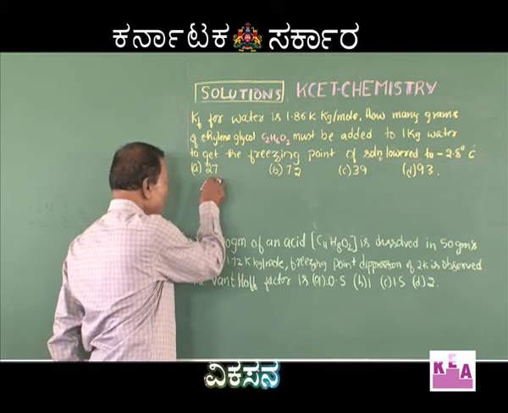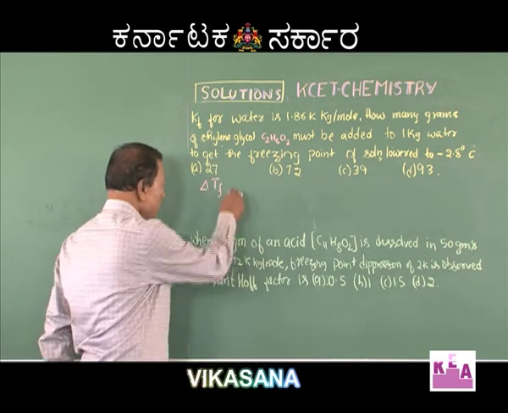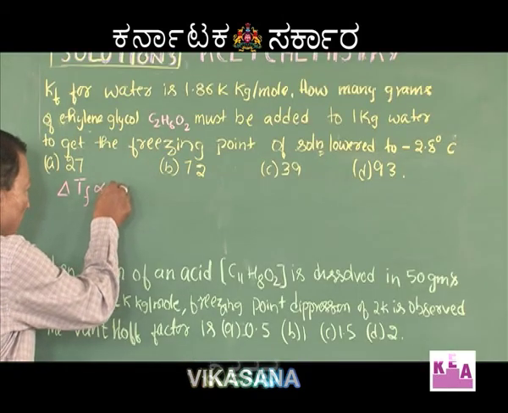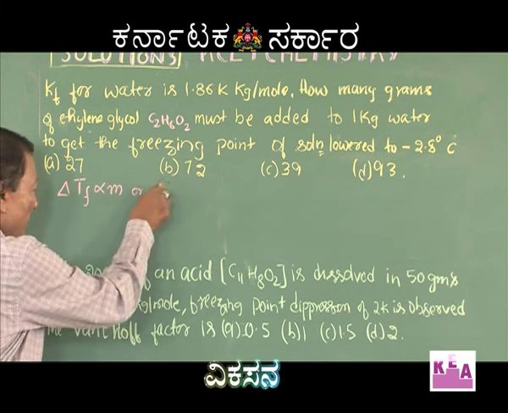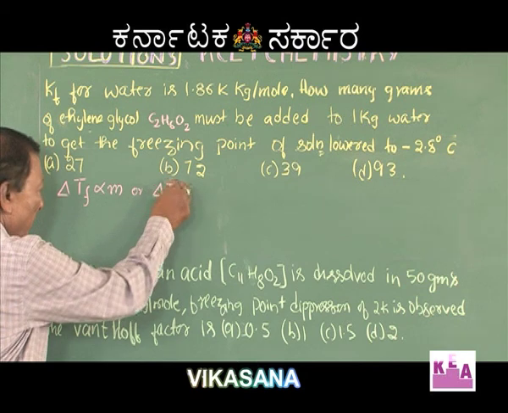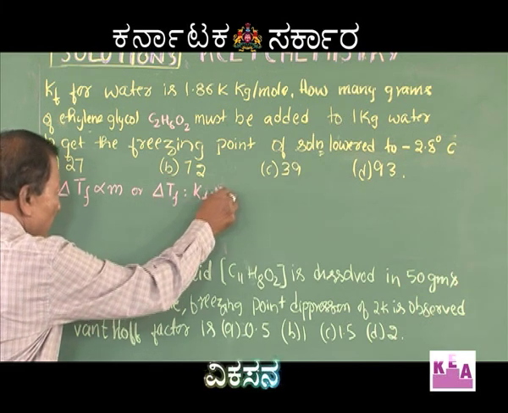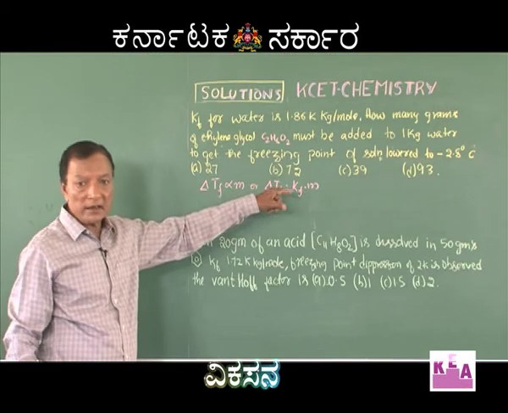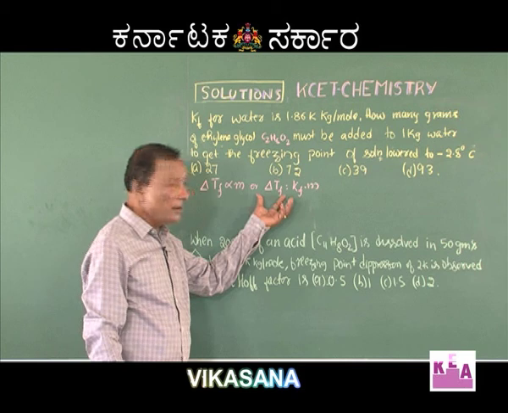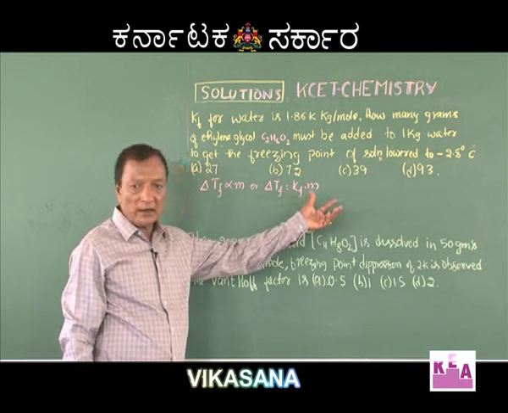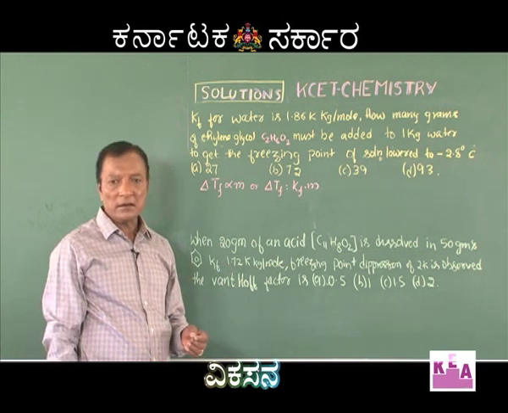delta Tf, freezing point depression, is directly proportional to molality, or we put it as delta Tf equal to Kf, a constant, into molality. That is giving us all the required values. Delta Tf equal to Kf into molality. And about this molality, you spread the molality term.